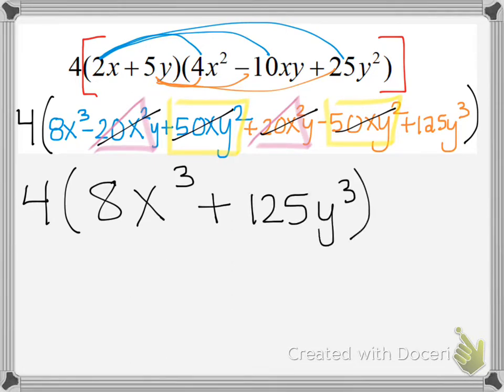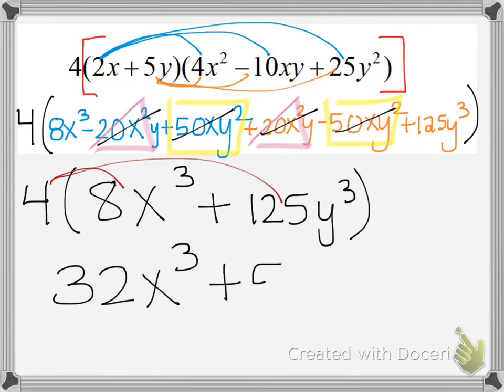And then one last step. I'm going to distribute that 4. And now look, I'm getting excited. Look what's going to happen. I'm going to get the 32x cubed plus the 500y cubed that was in my original problem. So I know that my answer checks out. The answer we got on the previous slide is the correct factored version.